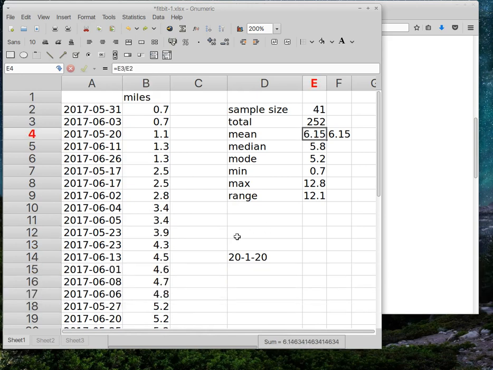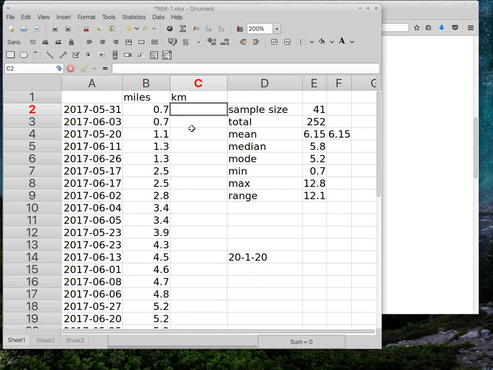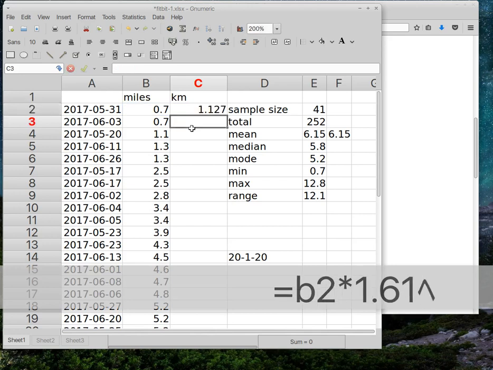One more thing I want to show you, and that is we were in Europe when we did a lot of this walking, and in Europe they like to use kilometers. It's very easy in Excel to convert scale, so I can make a column for kilometers, and all I have to do is multiply the number of miles times a scaling constant. That number happens to be 1.61, which you could always look up. So I'm going to say equals B2, the number of miles, times 1.61, tells me that's a little more than 1 kilometer.